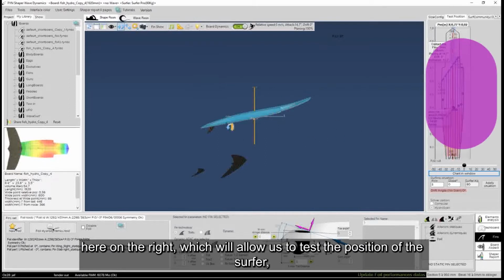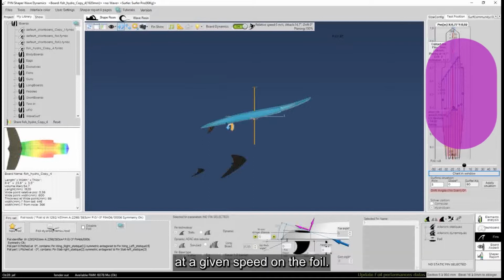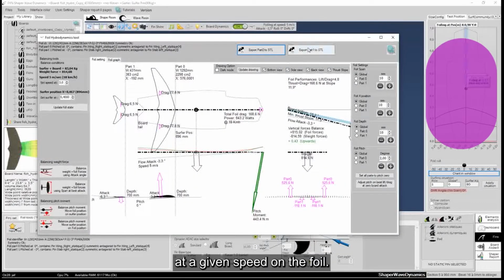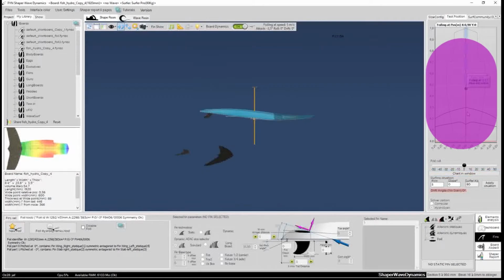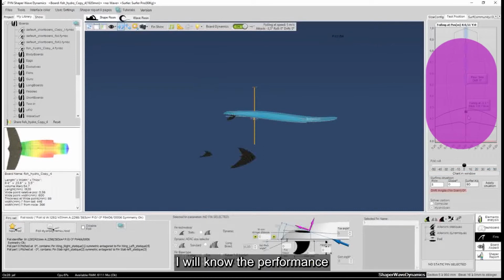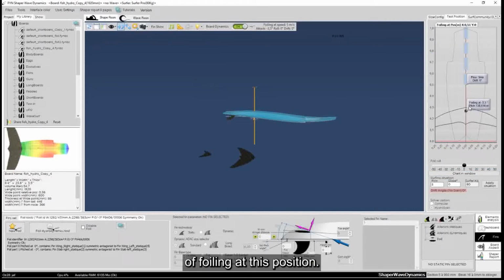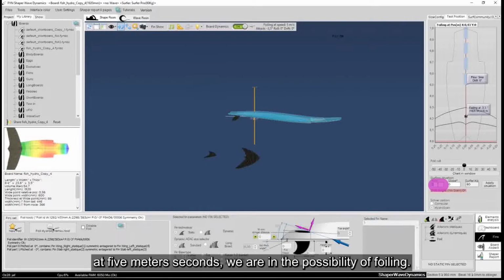As a reminder, the board dynamics option gives us access to test tools here on the right, which allow us to test the position of the surfer at a given speed on the foil. On the right, in my interface, if I select a surfer position, I will know the performance of foiling at this position. What we see in this interface is that, at the given speed of 5 meters per second, we are in the possibility of foiling.